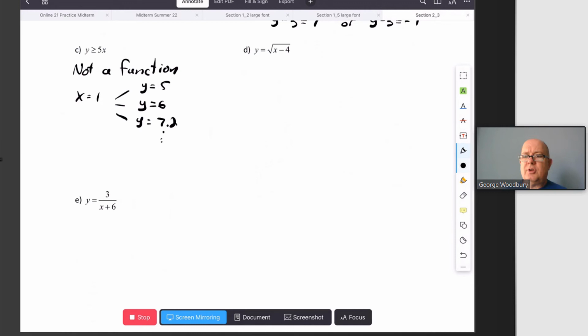By the way, I'm supposed to talk about domain and range, and I didn't do that in part B, so I'll go back up there and do that in a moment. But for part C, the domain is the set of all real numbers, and so is the range.